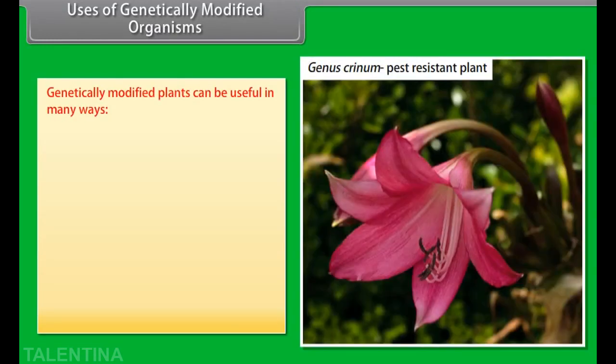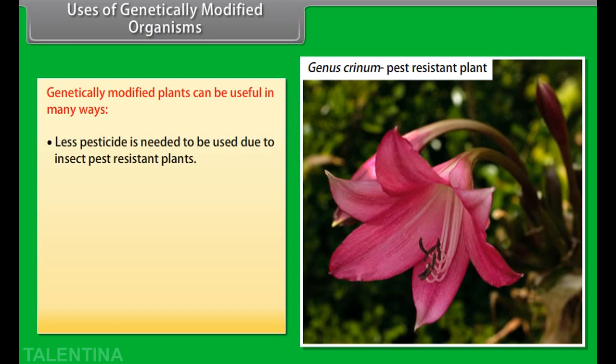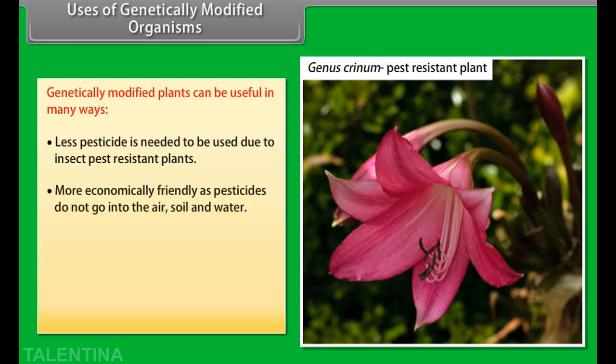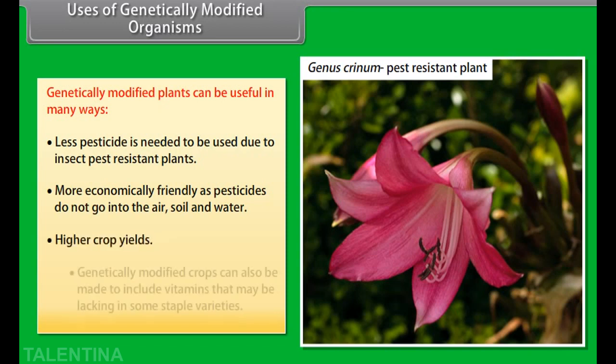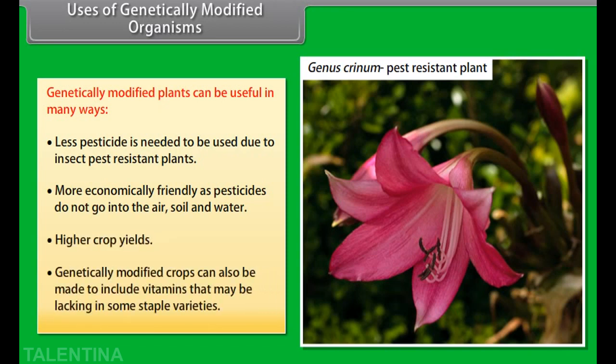Genetically modified plants can be useful in many ways. Less pesticide is needed to be used due to insect pest-resistant plants. More economically friendly as pesticides do not go into the air, soil and water. Higher crop yields. Genetically modified crops can also be made to include vitamins that may be lacking in some staple varieties.